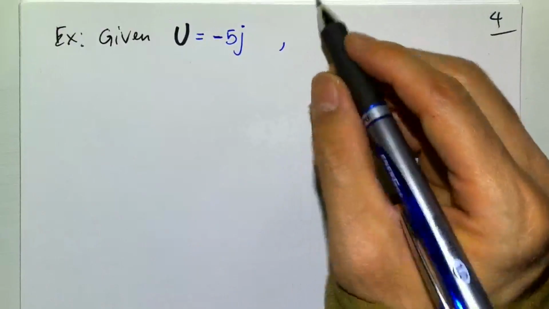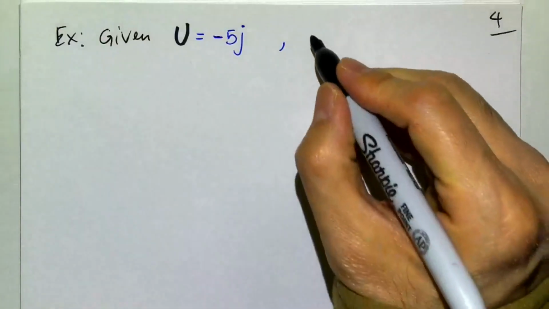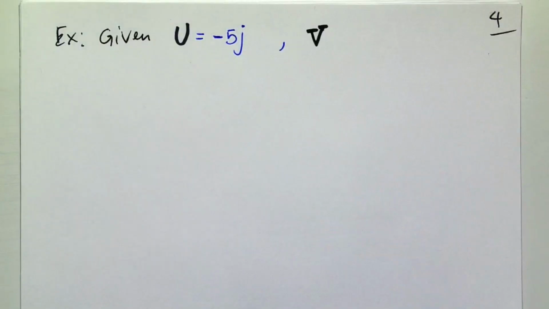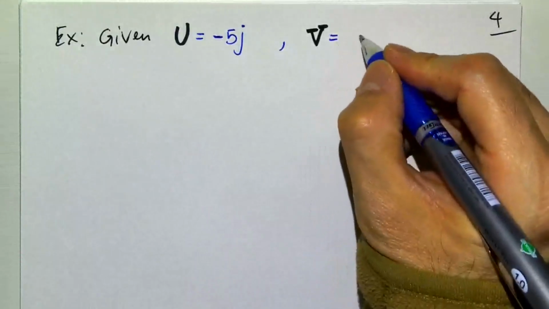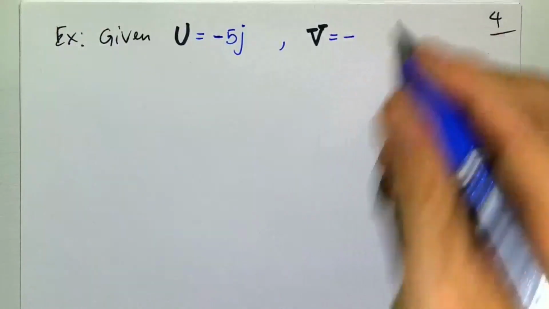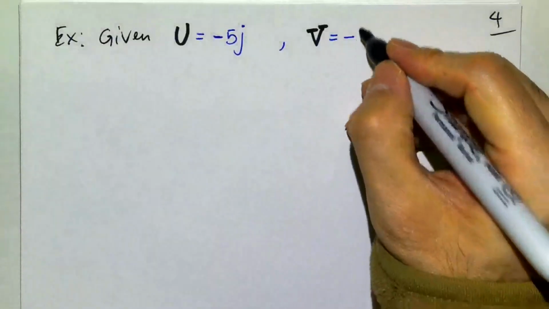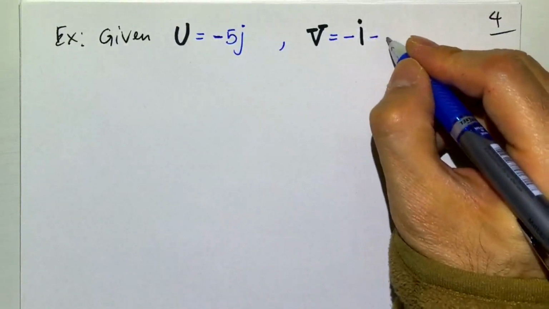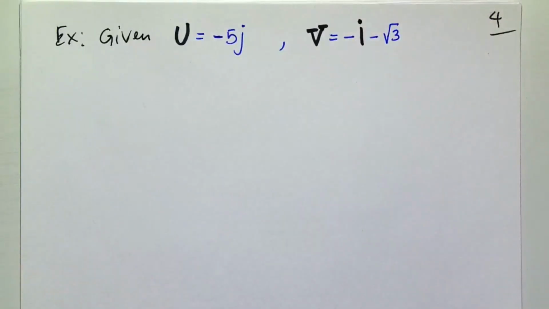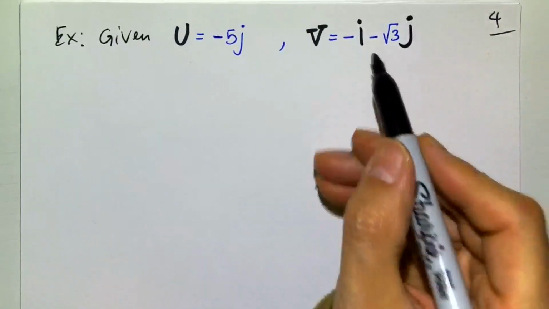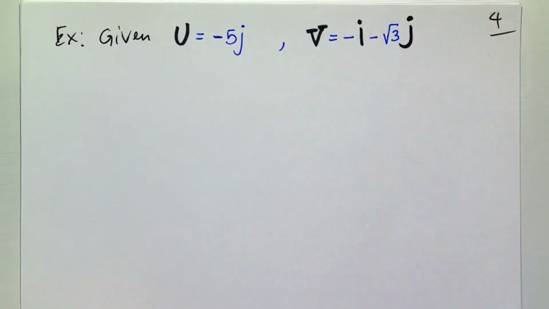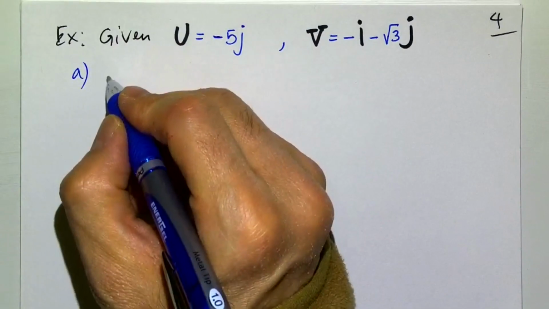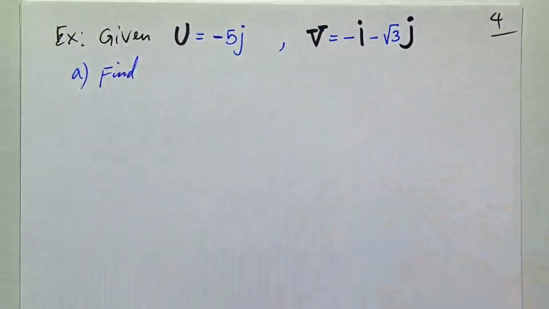Remember that from section 9.1? And v is equal to minus i minus square root of 3j. So this one we have both a horizontal and a vertical component. So given that, we're asked to first find, of course, the dot product.